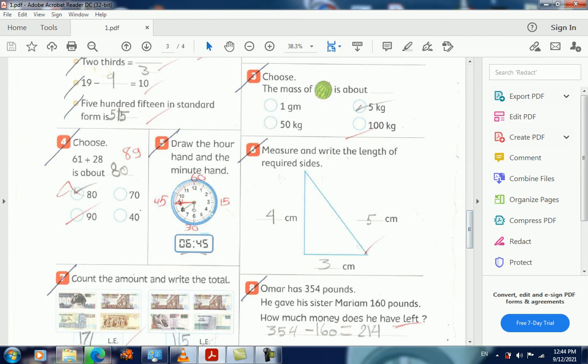Number 3, choose the mass of the watermelon. So the mass of a watermelon is about 1 gram. It's so light. Can never be. 5 kilogram, it might be, no problem. 50 kilogram, I think it's too heavy. 100 kilogram, no, it's much bigger. So 5 kilogram is an appropriate mass for the watermelon.